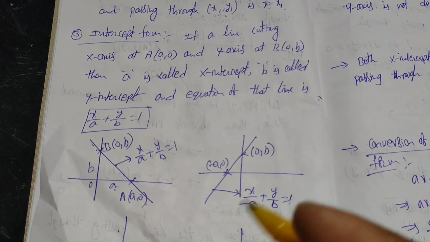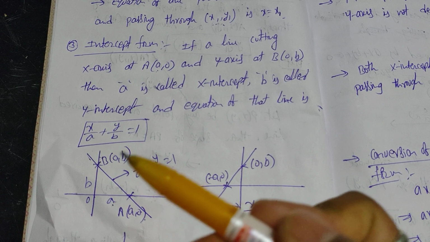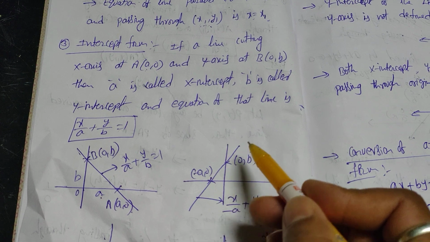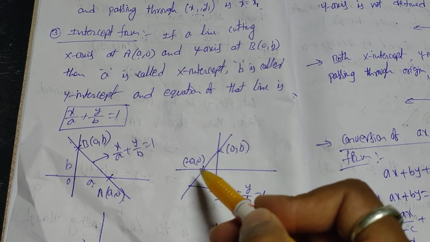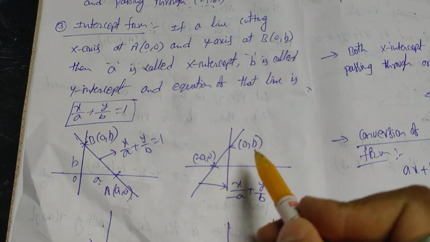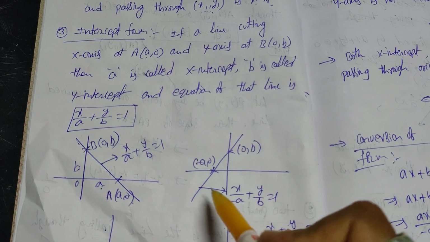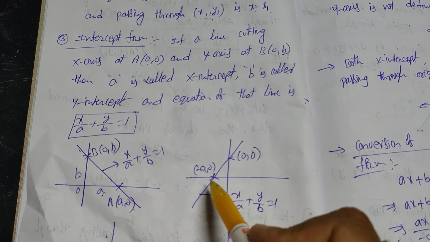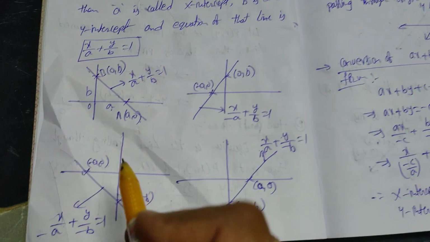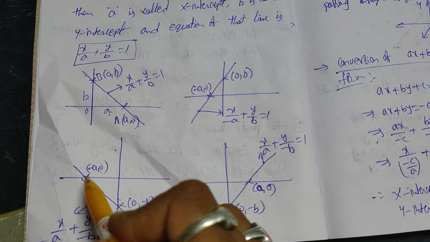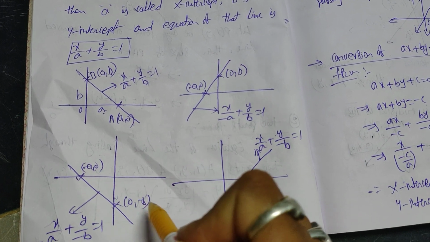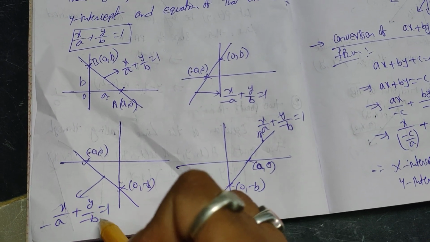Suppose here a comma b are always positive. If the line intercepts the negative x-axis and the positive y-axis, then the points will be minus a comma 0 and 0 comma b. Then the x-intercept is minus a, so we can write x by minus a plus y by b is equal to 1. Suppose the line intersects the negative x-axis and negative y-axis, so the points are minus a comma 0 and 0 comma minus b. Then the equation is x by minus a plus y by minus b is equal to 1.